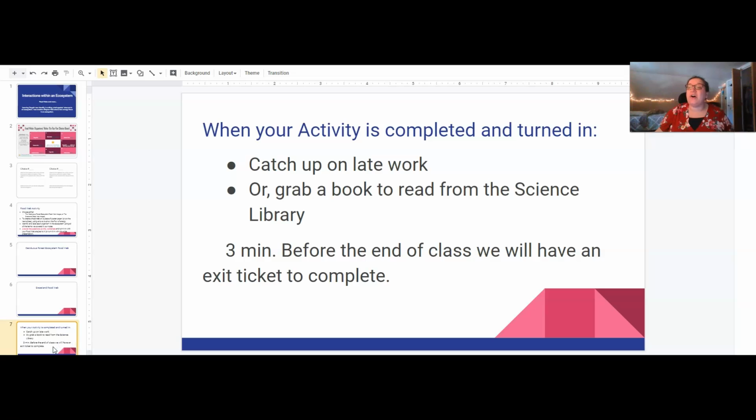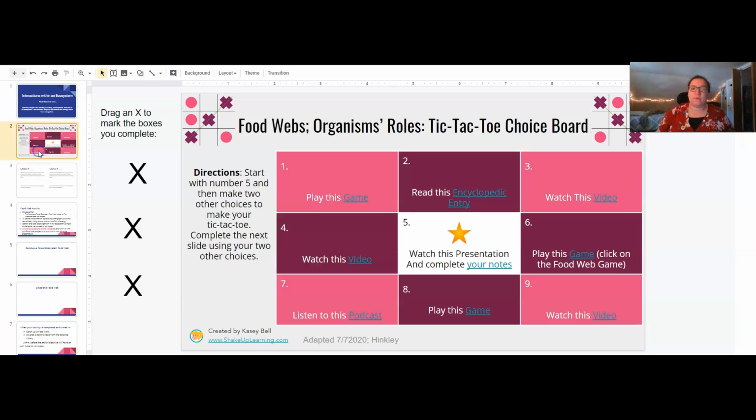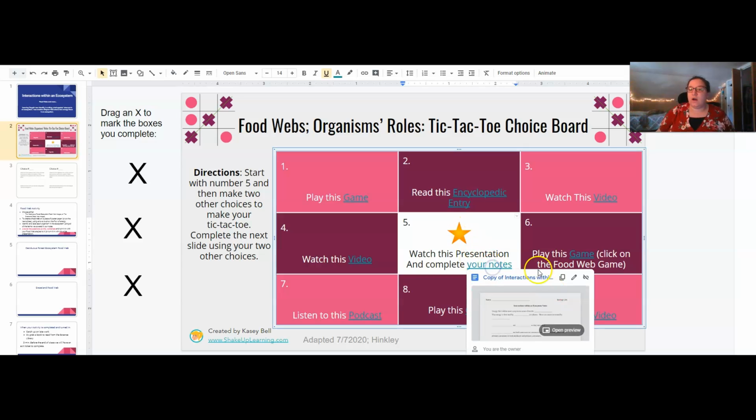Okay. When you're done with all of those things, you've finished all the assignments, you can catch up in your late work, grab a book to read from the science library, or before the end of class, right? We're all going to meet up and we're going to finish our exit ticket. Okay. But for now, we're going to go ahead and go through our presentation and take some notes. Again, you can take notes in your online copy of your note page that's linked right here, or you can go ahead and grab your physical copy that you picked up as you walked in the door.